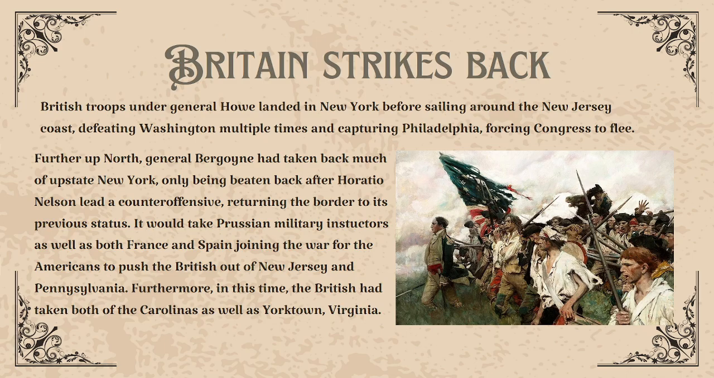So, realizing that to fight the most professional force on Earth, you also need to have quite a professional army yourself, the Americans brought in Prussian instructors. Additionally, Benjamin Franklin attempts successfully to negotiate support from France and Spain, with both countries joining the war on the side of the Americans against Great Britain.